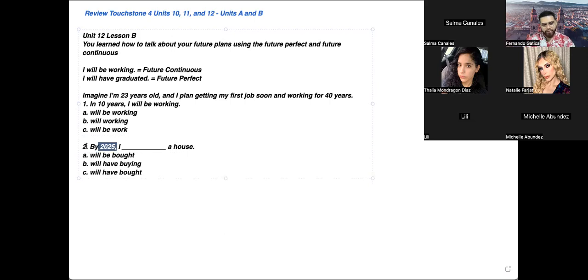By 2025. Anytime that you see a sentence like that, by 2025, this means before. By in this context means before, antes. Antes del 2025, A, B, or C? A house. Will have bought. Very good. Will have bought a house. Antes del 2025, habré comprado una casa. I will have bought a house.